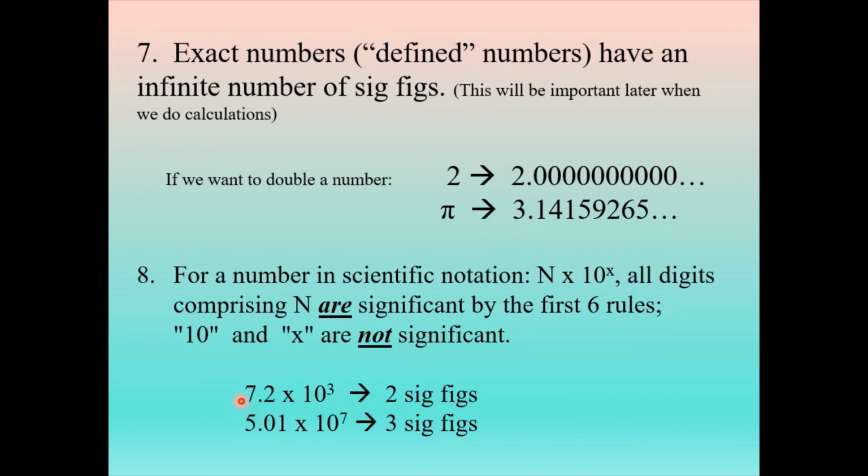All right, so the number 7.2 times 10 to the third, the 7 and the 2 are significant digits, so we have 2 sig figs. 5.01 times 10 to the 7th, the only thing we look at is this, the 5.01, this is 3 sig figs.